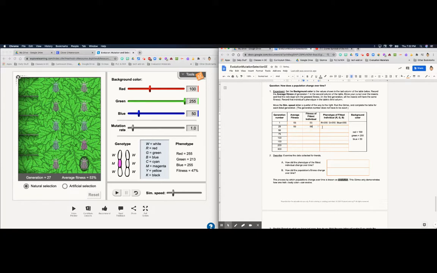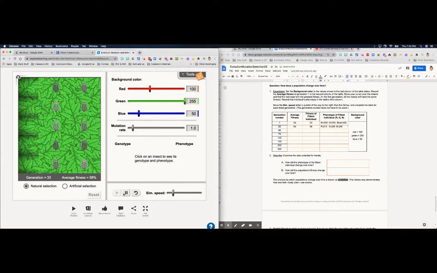So yes, you do have to go over each one. And when we found 58, it was here. And so we need to put these numbers in again. So red is 213, green is 255, and blue is also 255. Okay, and now we need to go to generation 50. Not bad. Average fitness here is 56, so it has gone up a bit.